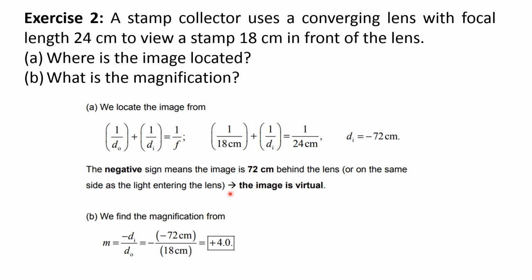B, we are asked to find the magnification. Magnification equals minus position of image divided by position of object. Minus 72 centimeter over 18 centimeter equals plus 4. To have a magnification of plus 4, this means that the image is larger than the object, and the size of the image is 4 times the size of the object. Means that the size of the image is larger than the size of the object by a factor of 4.